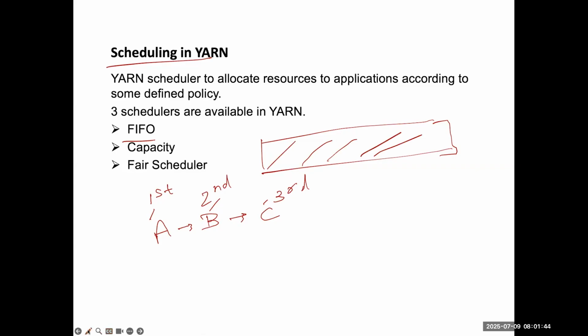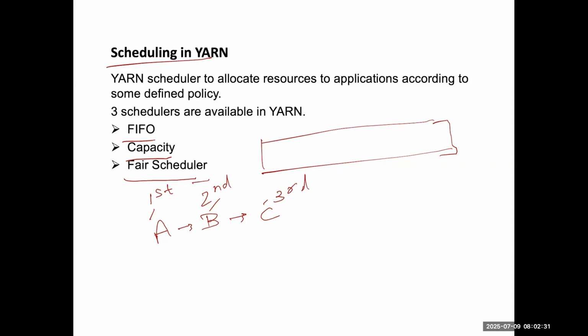These are the three types of scheduler available in YARN. You can configure them. Let's suppose you want to use the capacity scheduler, then you can make the config changes and make YARN work on the capacity scheduler. Mostly we use the fair scheduler in most production environments. FIFO we are not using. Some places we use the capacity scheduler depending on the requirement, but most places use the fair scheduler. So you understand FIFO, first in, first out.